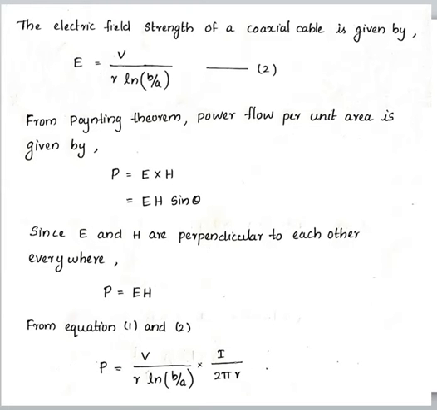Then, the electric field strength of a coaxial cable is given by E is equal to V divided by r ln b by a.